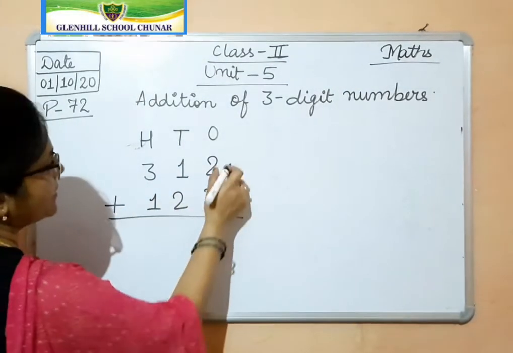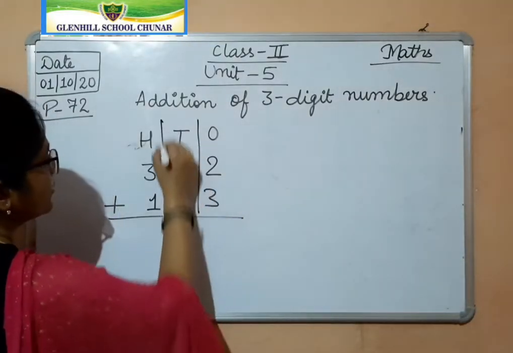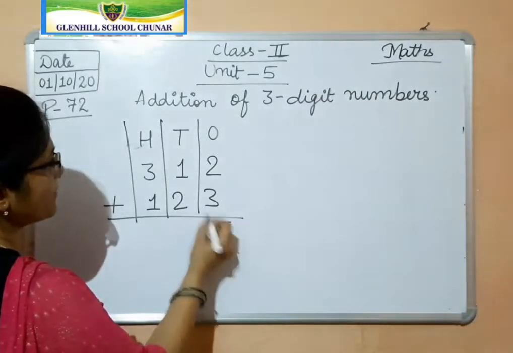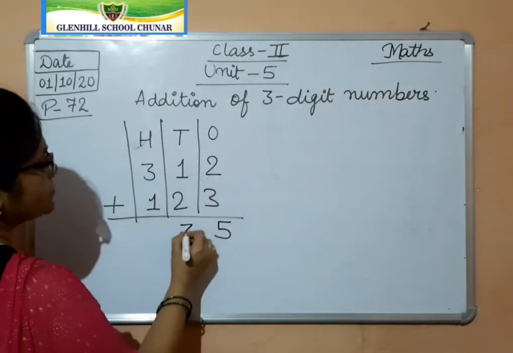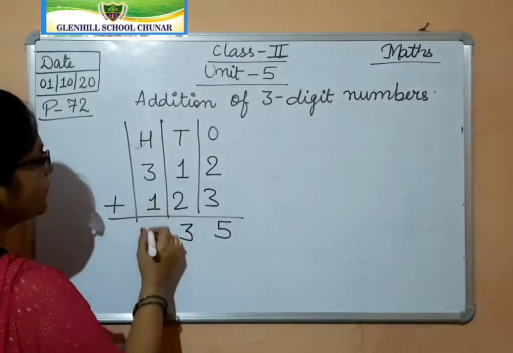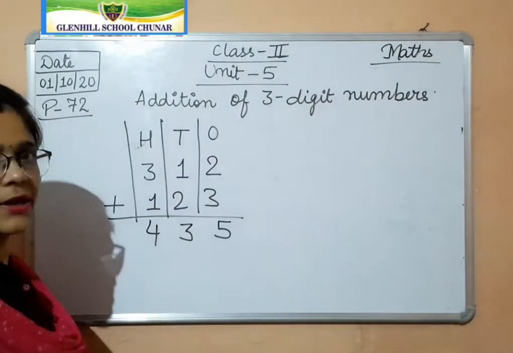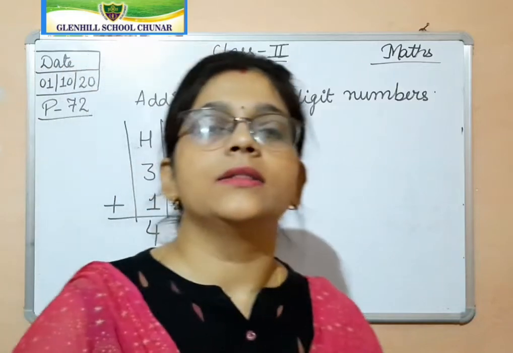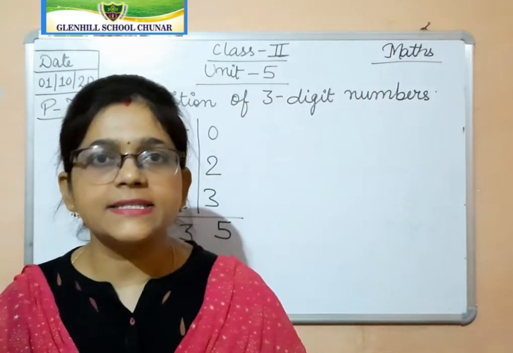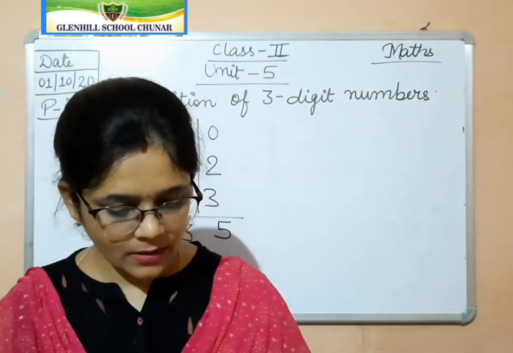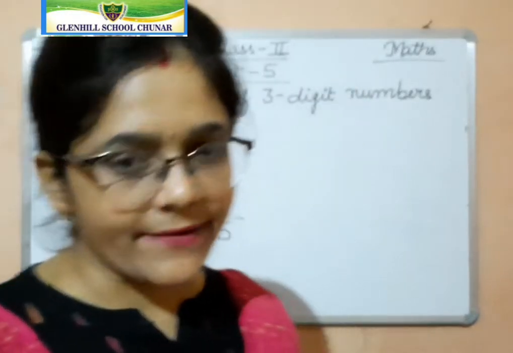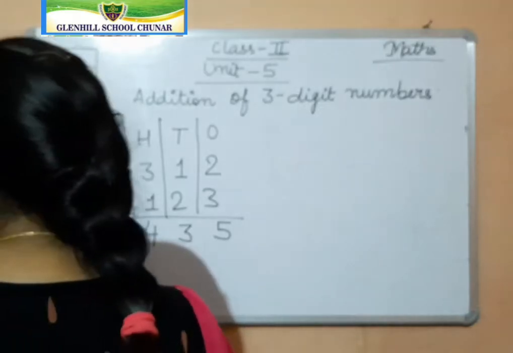Okay, so like this, पहले मैं इन दोनों को ऐड करूंगी, then इनको. So ones to ones is 5, tens to tens is 3 and hundreds to hundreds is 4. So like this we are going to discuss the addition of 3-digit number. It is without carrying.